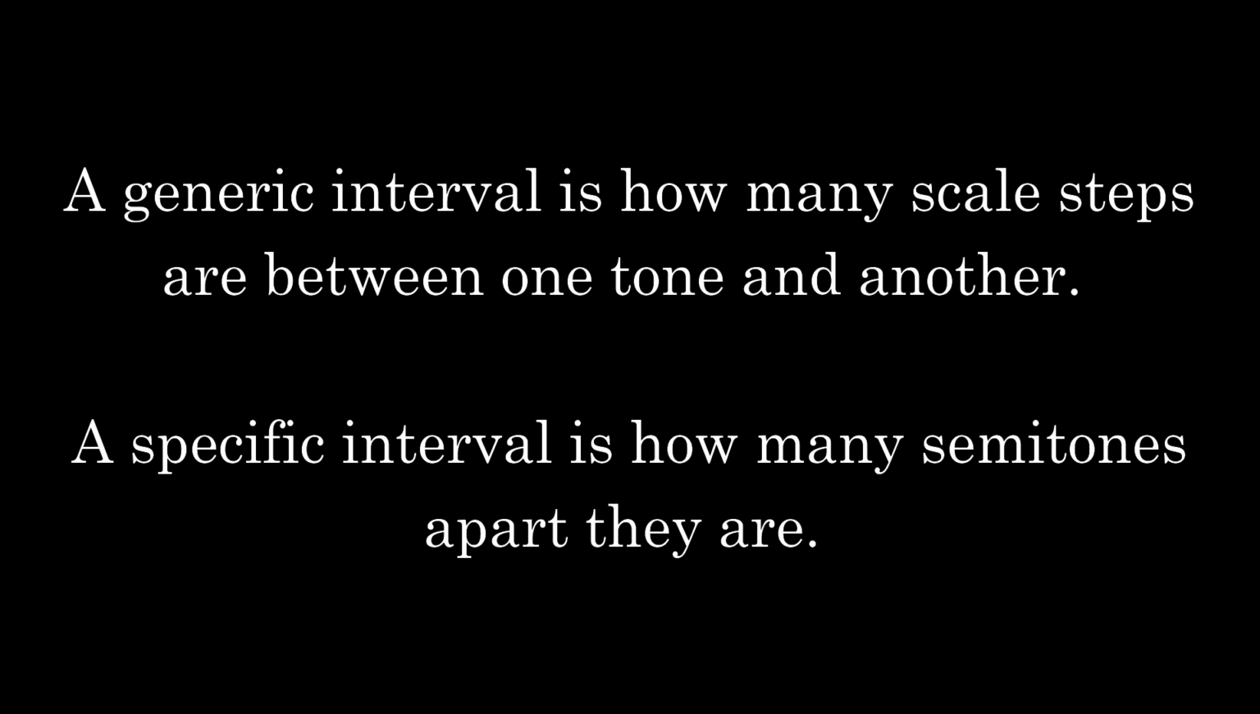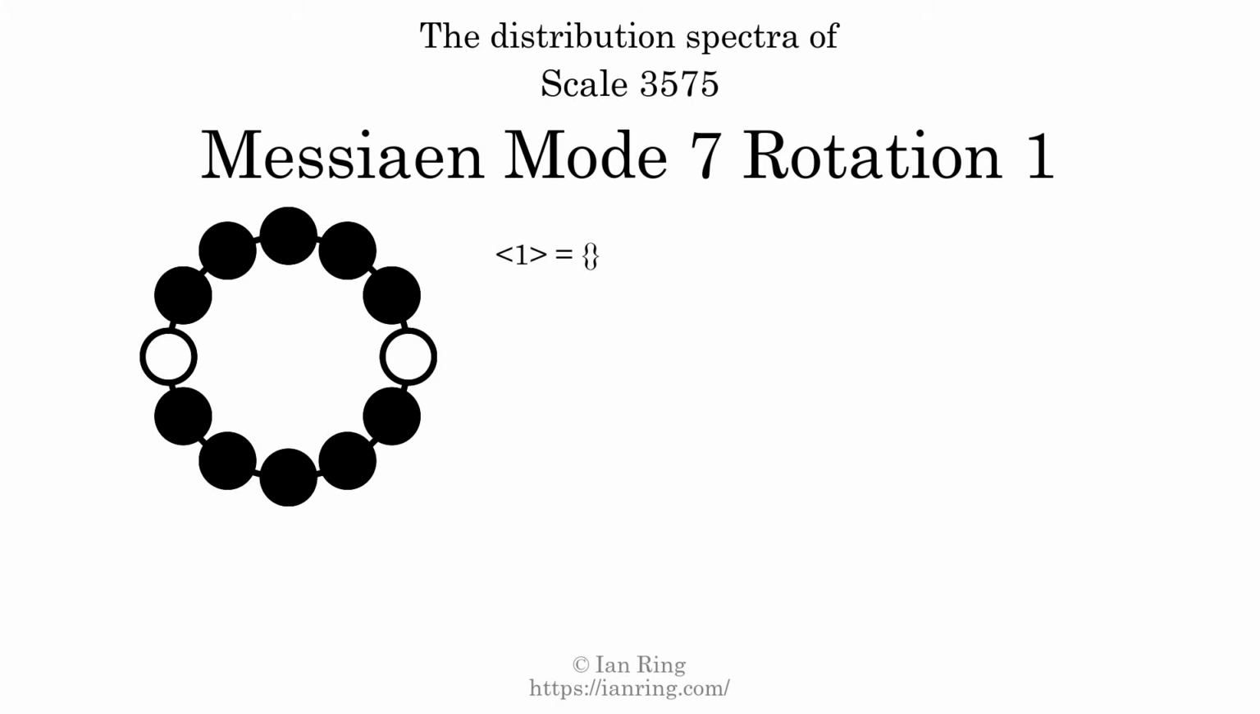A specific interval is how many semitones apart they are. The generic interval of one scale step comes in two different specific interval sizes, 1 semitone and 2 semitones. The spectrum width of this generic interval is the highest, 2, minus the lowest, 1, which equals 1. The generic interval of 2 scale steps comes in two different specific interval sizes, 2 semitones and 3 semitones. The spectrum width of this generic interval is 1.